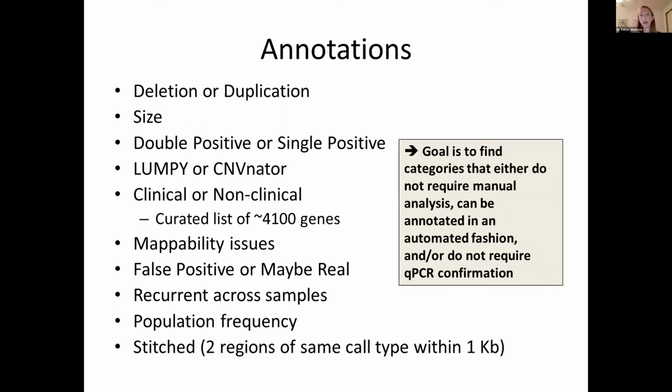So the goal of this annotation process was to essentially find categories of calls or types of calls that in the future we could just not deal with. We either could annotate them in an automated fashion so a person doesn't have to look at them, or we would not have to do qPCR confirmation, because feasibly there's kind of an upper limit on the number of qPCRs that you're going to be able to do with a clinical assay to make it both economical and time sensitive.